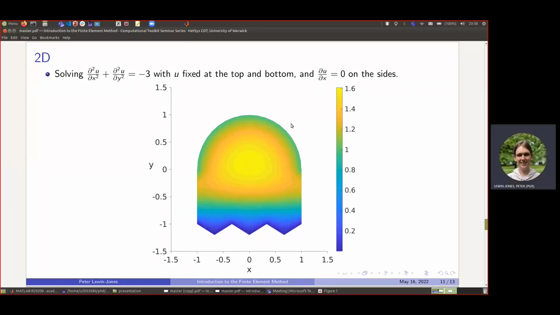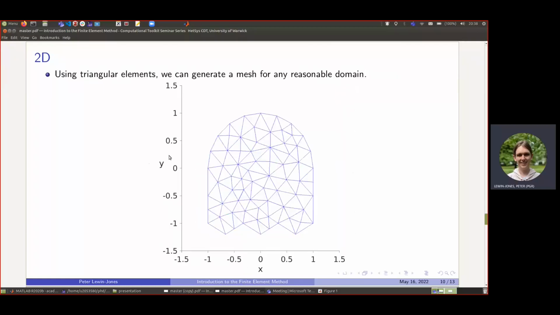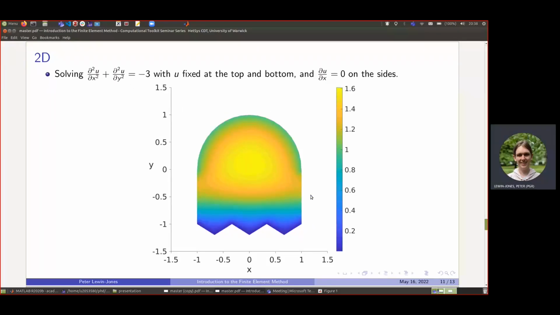And this works all very nicely, but this is a very complicated domain, and trying to do this with a finite difference method would be doable, but you have to be very careful about dealing with the domain properly, and in particular making your grid line up with a domain boundary like this is difficult, whereas in the finite element method, the mesh doesn't need to be in a regular pattern. We can just use some triangulation algorithm to mesh a domain and then compute a solution using the finite element method.